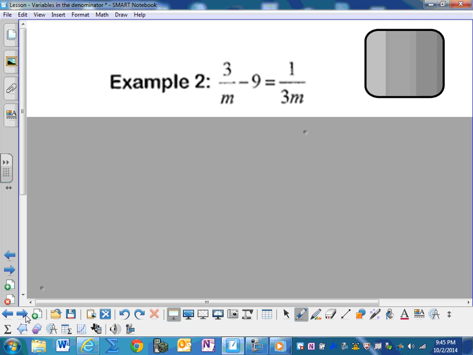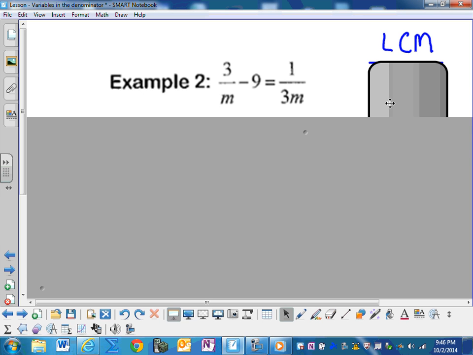Example 2, 3 divided by m minus 9 equals 1 divided by 3m. So our first step is to determine the least common multiple of the denominators, m and 3m. And that would be 3m. So go ahead and solve example 2.